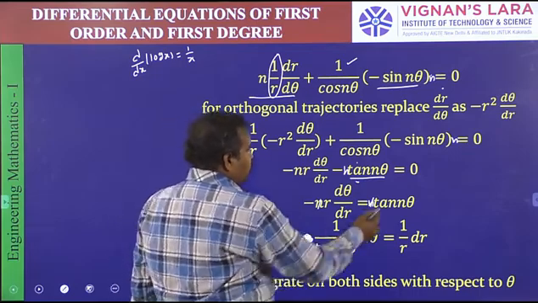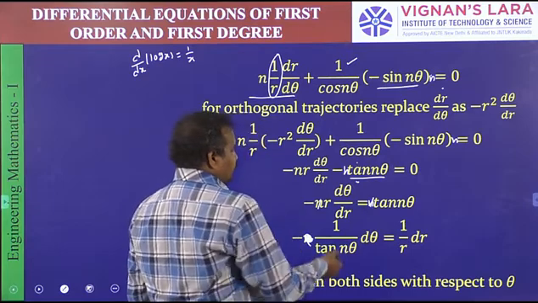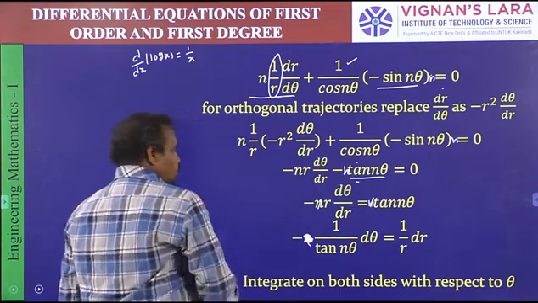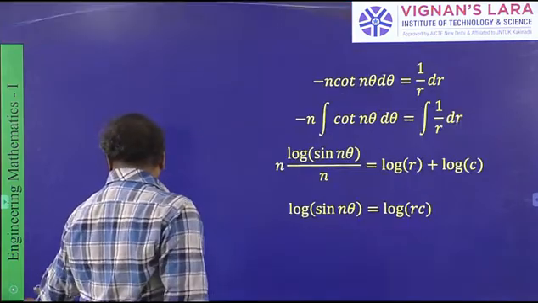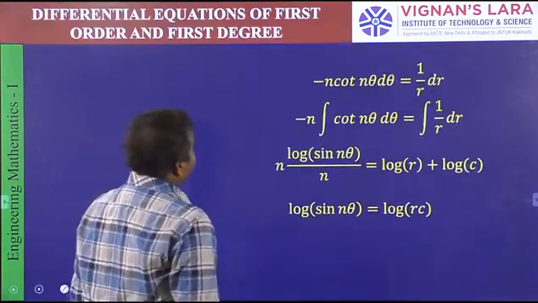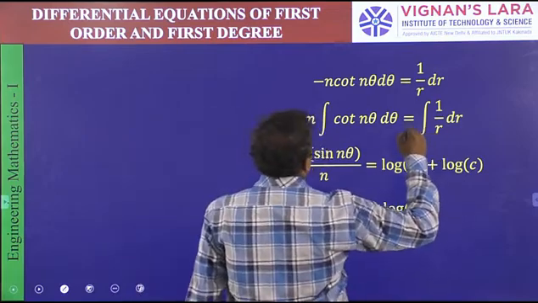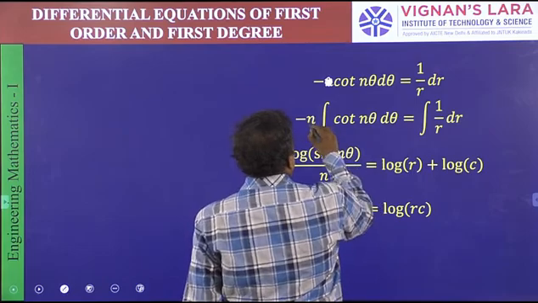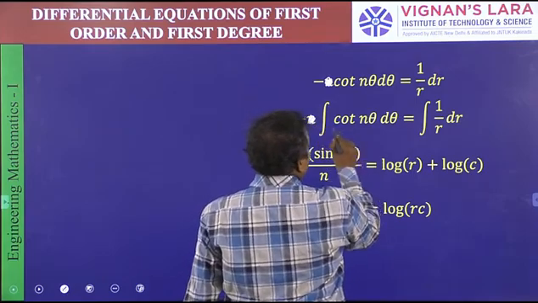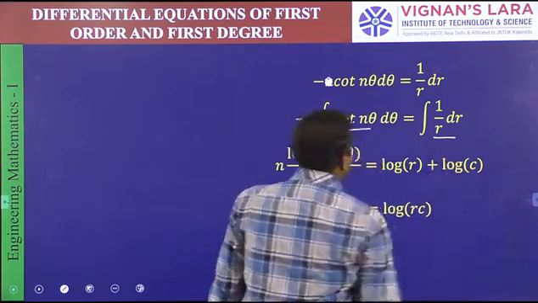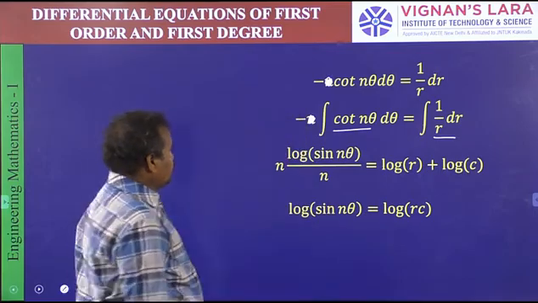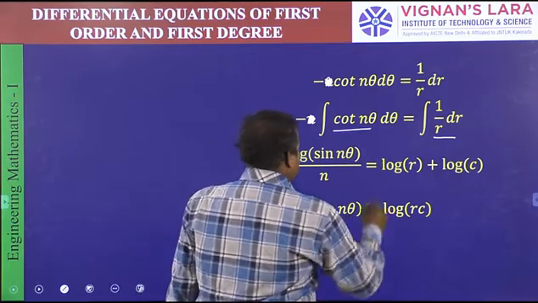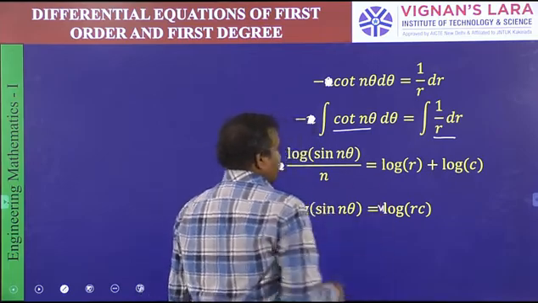So minus into, bring this tan into the left hand side, 1 by tan n theta d theta, r goes to right hand side, 1 by r dr. So integrate on both sides with respect to theta, then we will get, so there is no n here, minus integral cot n theta d theta is equal to 1 by r dr. So here this n will not come, this n goes to this side, n log c.